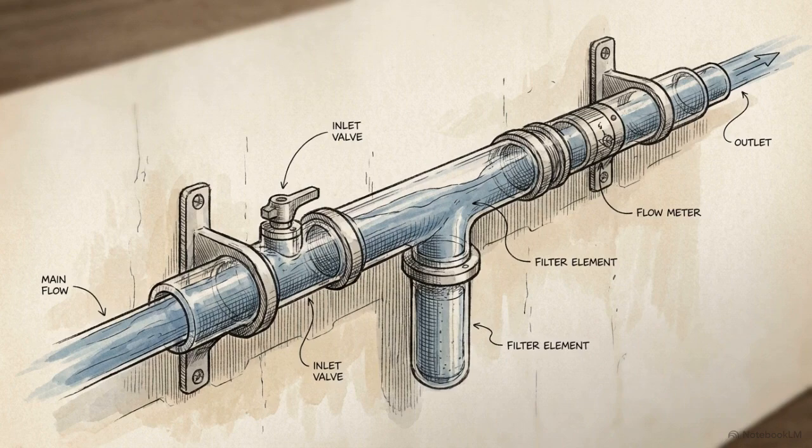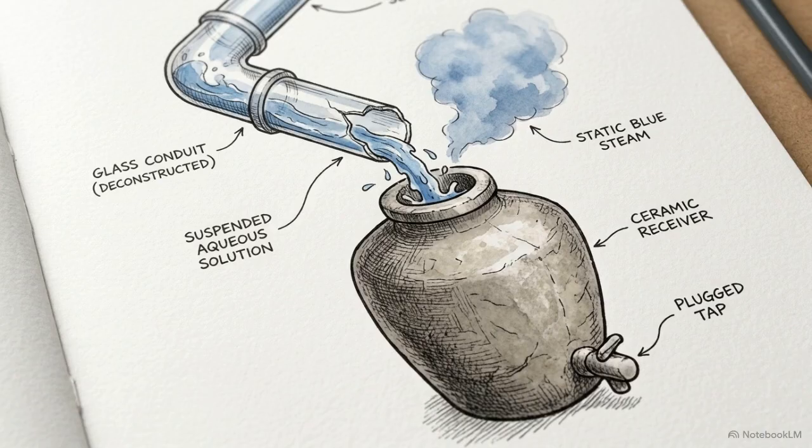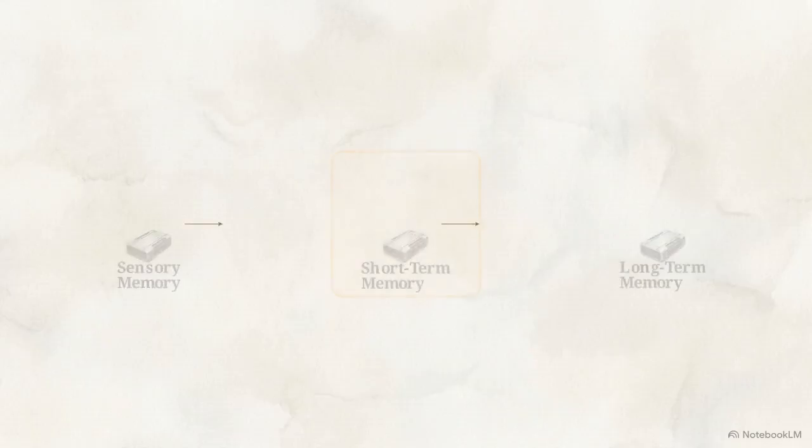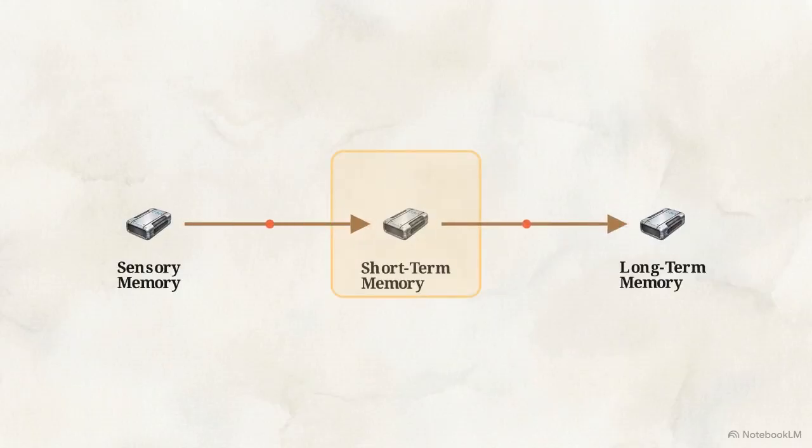Before 1974, cognitive science treated human memory like a linear plumbing system. Sensory input flowed into a temporary holding tank, where it either quickly decayed or was pushed forward into long-term storage. This diagram outlines the 1968 Atkinson-Shiffrin multi-store model.